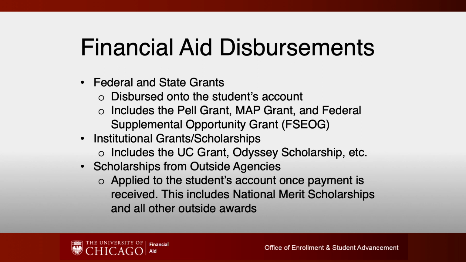Our federal and state grant eligible students, that aid is disbursed straight onto the student's account. That can include MAP, if you're an Illinois resident, Pell, SEOG, if you're federally aid eligible, and institutional grants, which is the UC Grant or UC Grant 2, our Odyssey Scholarship, and then of course any merit-based aid. So if you're receiving a President's Award, Scholar Award, things of that nature, those go on there. If anybody is receiving anything from National Merit, we do have a certification process where the National Merit folks work with us to make sure those are all on there.